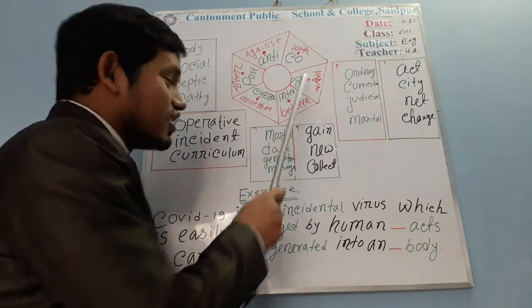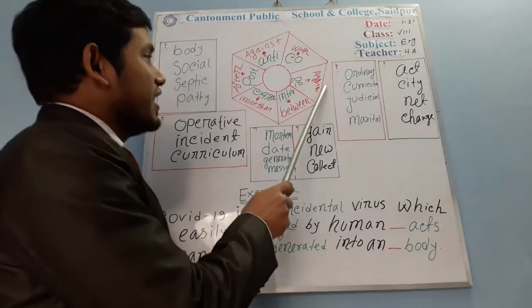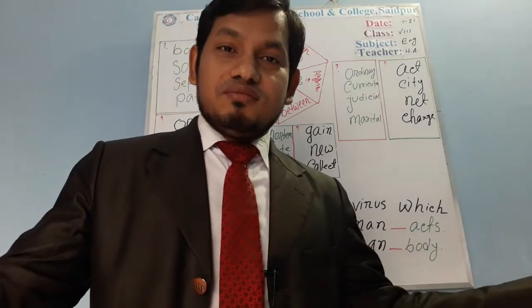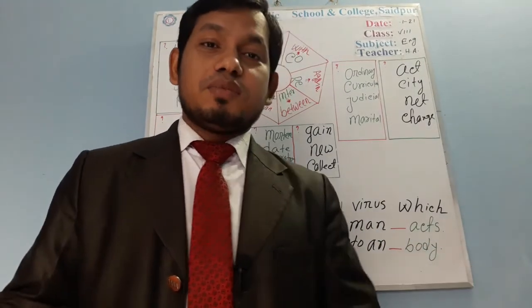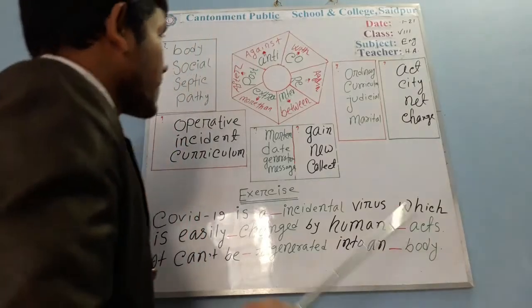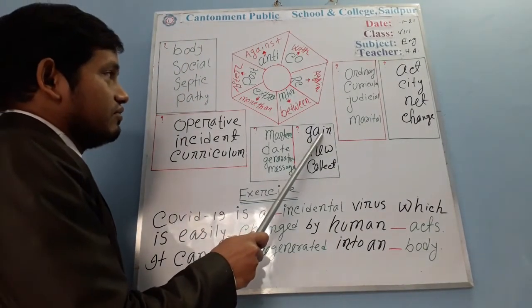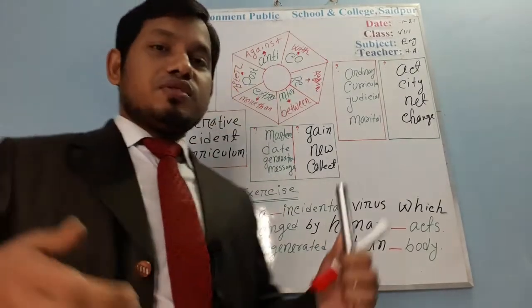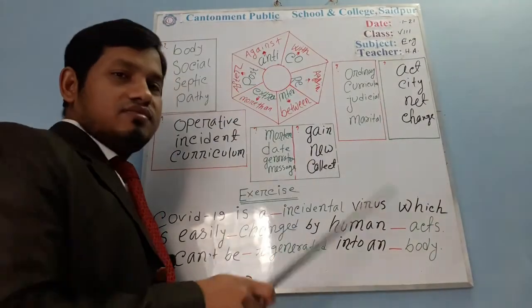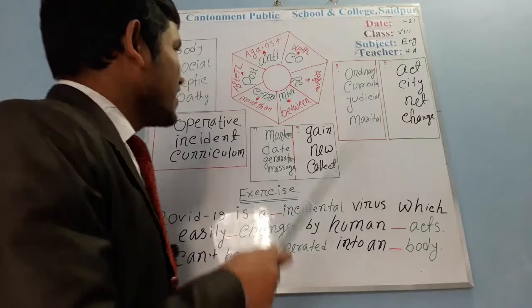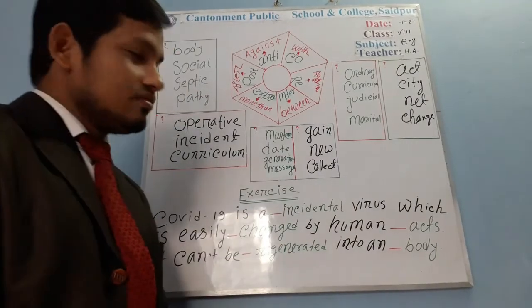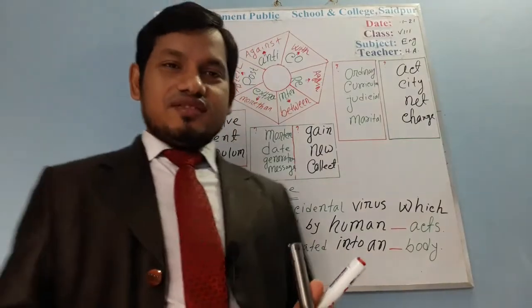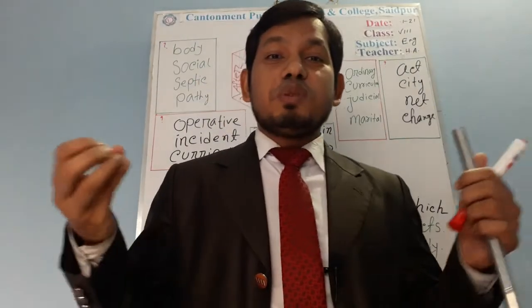Only the remaining prefix is re. That means again. When you use the prefix re, it means to do something again. Learners, gain, regain. Gain means to achieve something, to get something, but regain means to get something again. New, to renew, right? Renew, recollect. Collect means to gather something, but recollect means to gather something again or to remember something.